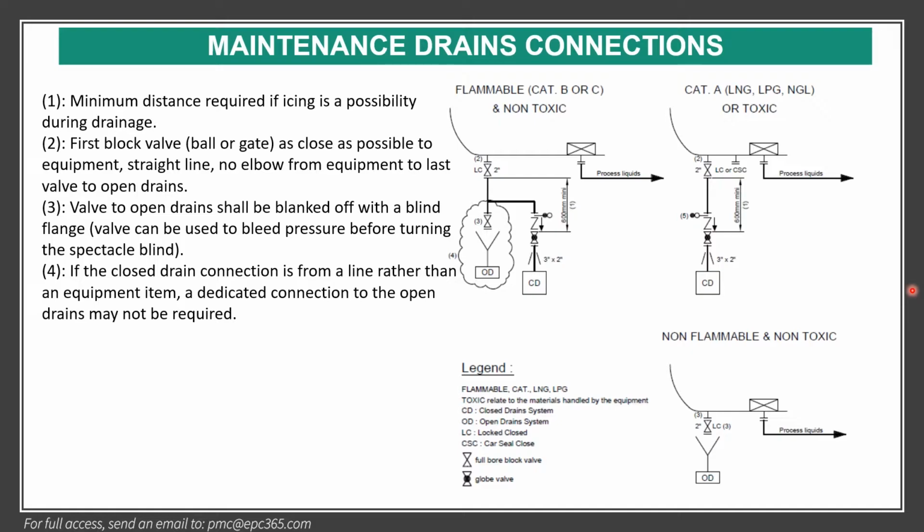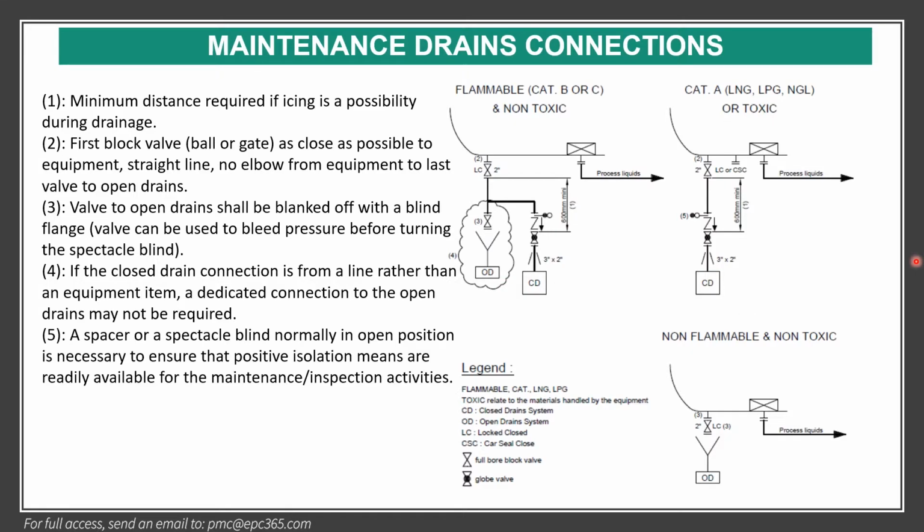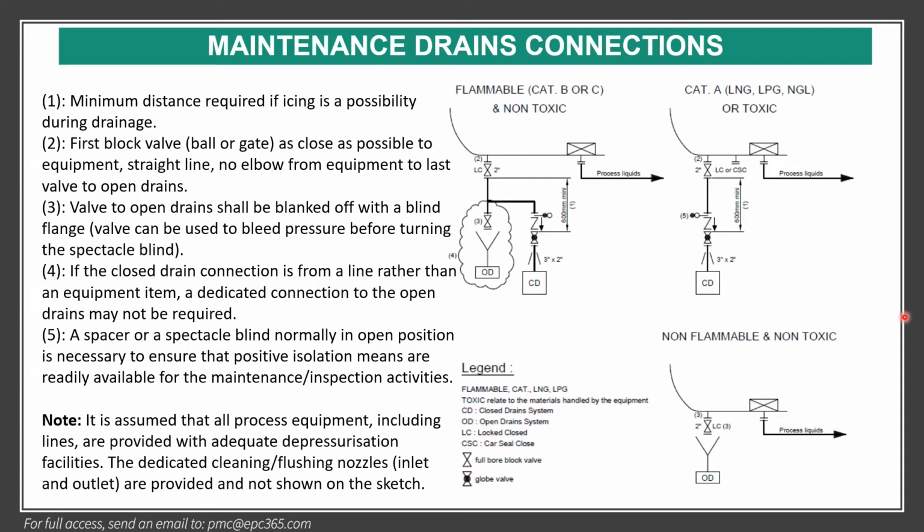And if a closed drain connection is from a line rather than equipment, a dedicated connection to the open drain may not be required. A spacer or a spectacle blind here, normally in open position, is necessary to ensure the positive isolation means are readily available for maintenance and inspection activities. And finally, it is assumed that all process equipment, including lines, are provided with adequate depressurization facilities.